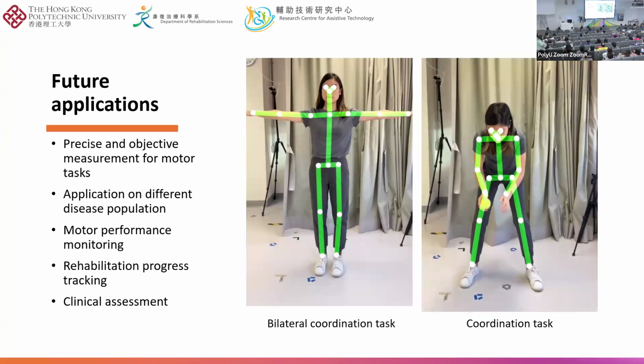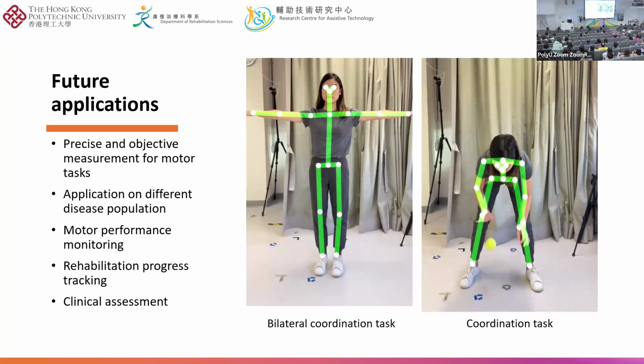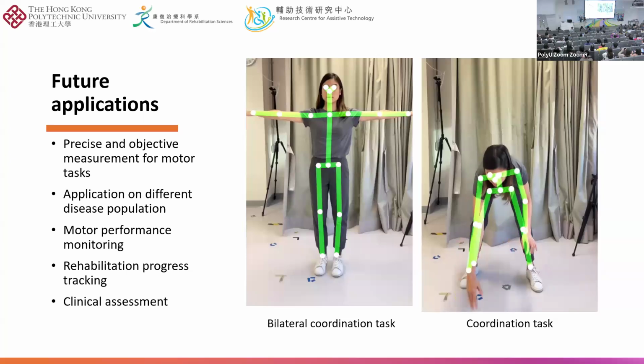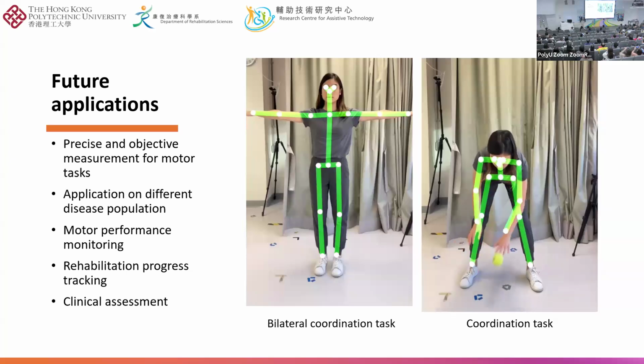For example, it can capture some bilateral tasks or some coordination tasks to analyze the whole body movement of the patients, and also to analyze the bilateral difference between the left and the right sides of the patients. Compared to the traditional eyeball assessment, it can provide more details and more information telling you how the patients recover and how she is doing during the exercise at home.